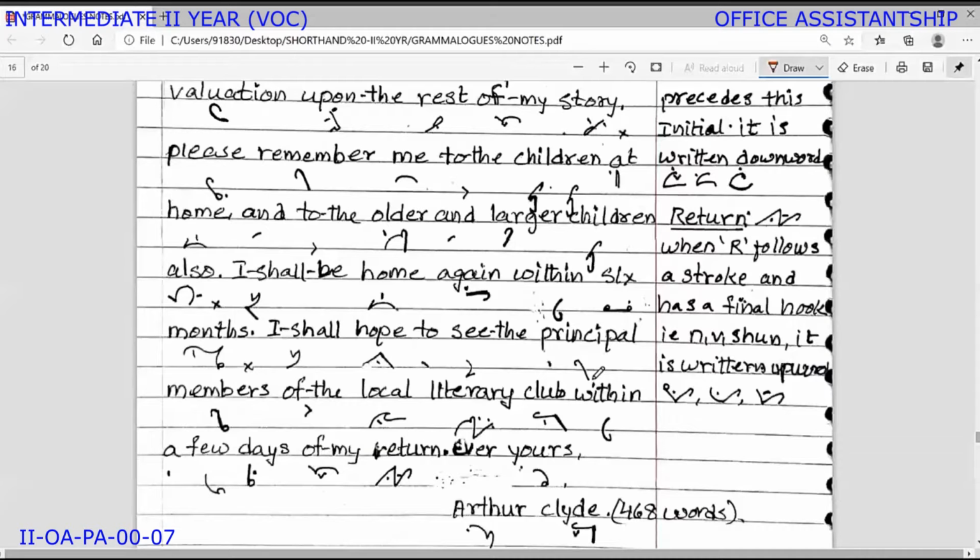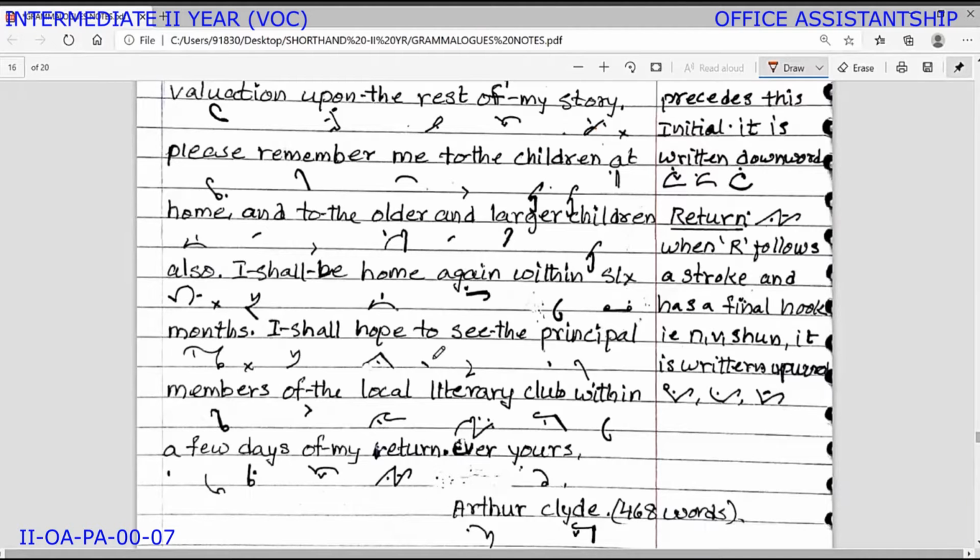This is the conclusion part of Initiative, B. I shall be, so it is I, dot, Isha on the line and B. And home is tick, H to M. Just now we give an explanation also for that. Again is available, to get K and again about the line. Within is D and again. So Gramalogue, you can write through the line. Six, circles to K and circles. Months, M-O-N-T-H and circles. I shall, so I, N, ish on the line.